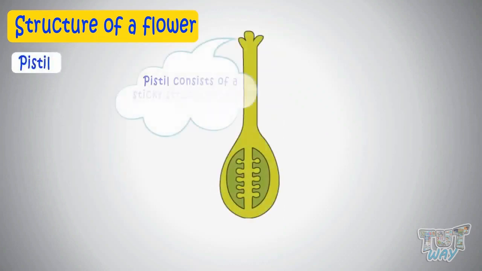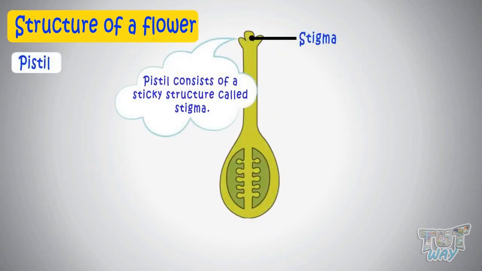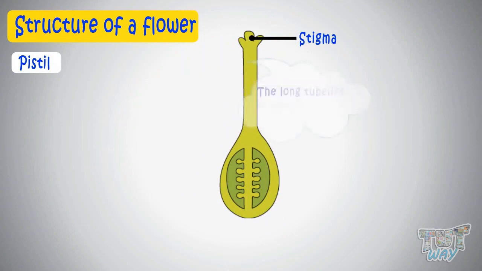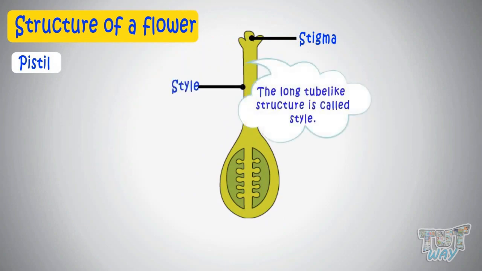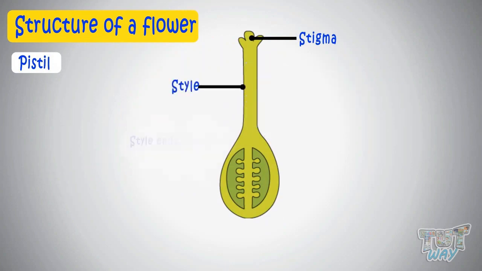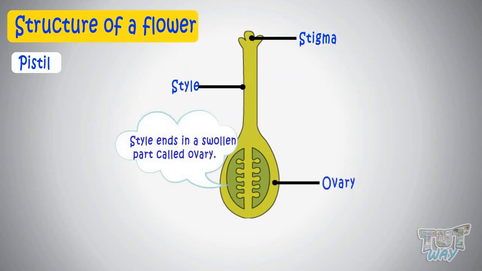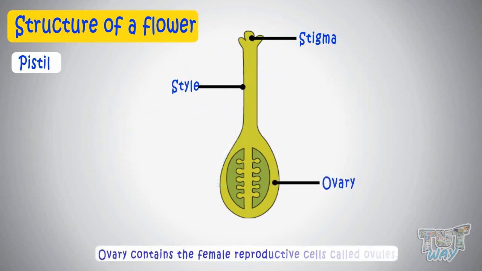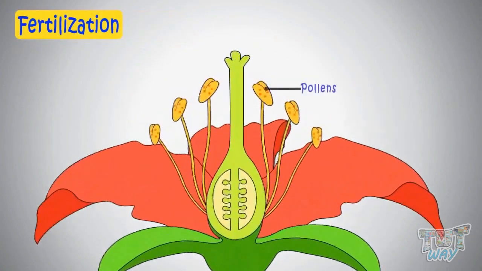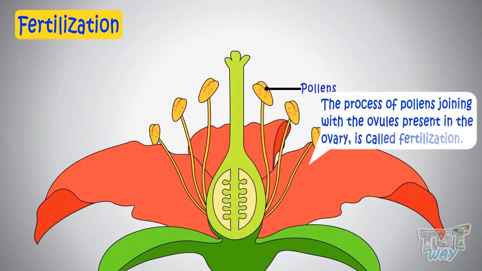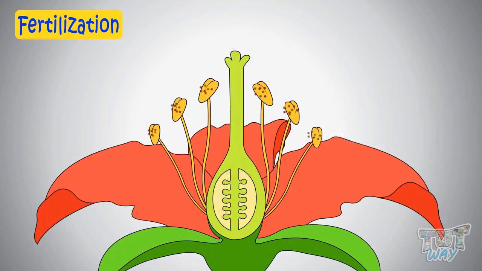Stamen consists of a long stalk called filament and a swollen head called anther. It consists of numerous very small pollens, which are male reproductive cells. Pistil consists of a sticky structure called stigma attached to a long tube-like structure called style. And style ends in a swollen part called ovary. This ovary contains the female reproductive cells called ovules.